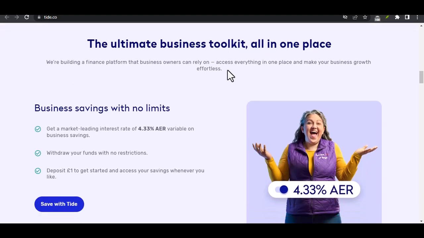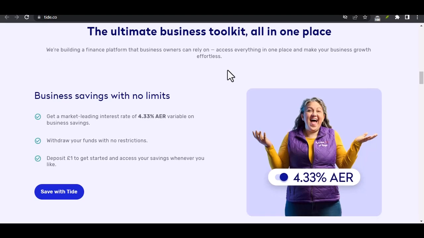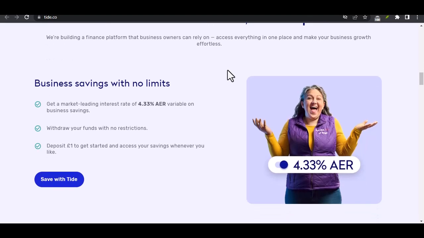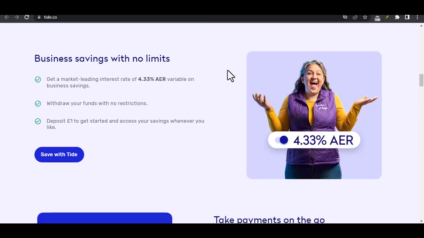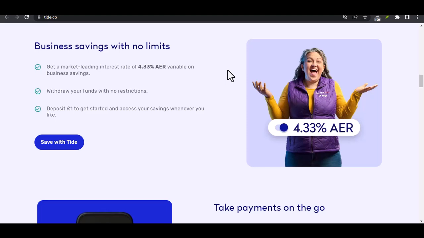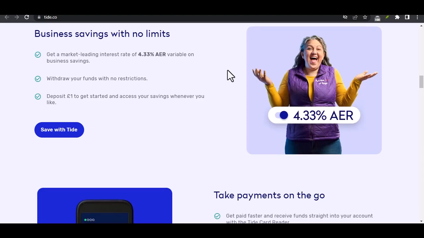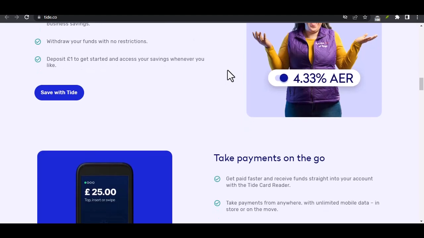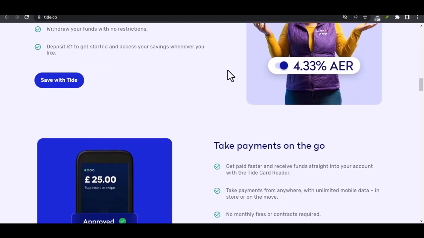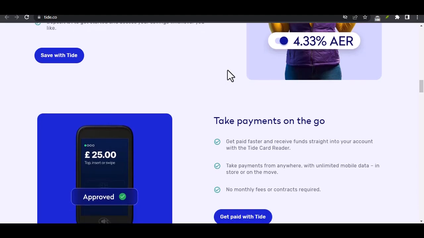What to do when your account is blocked? If your Tide account has been blocked, don't panic. Here are some steps you can take to try and resolve the issue. Review your activity. The first thing to do is review your recent activity. Look for any unusual or suspicious transactions or login attempts. If you find anything out of the ordinary, it might be the reason for the block.